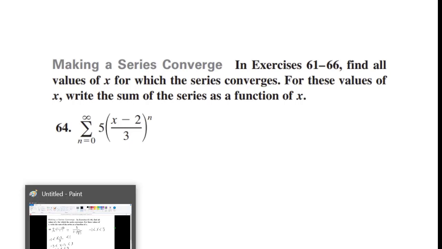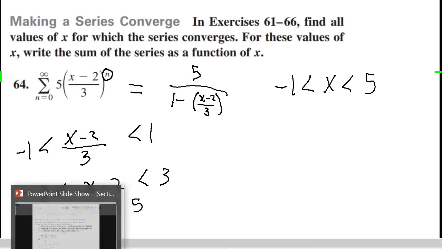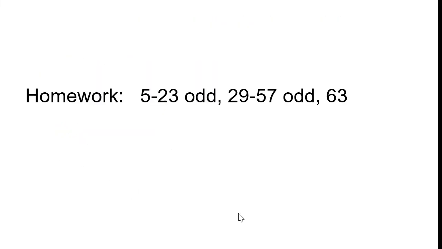So that finishes up this section. The homework from this section you already knew. There it is. And we will move on to section 9.3.